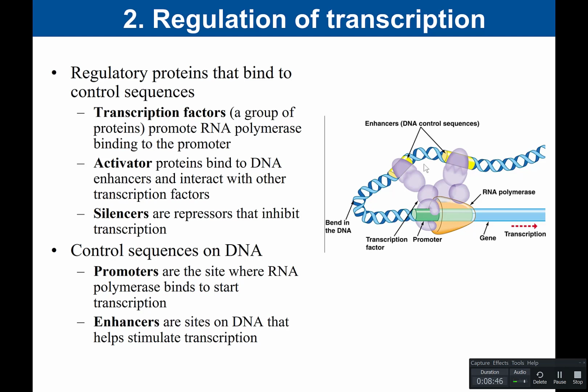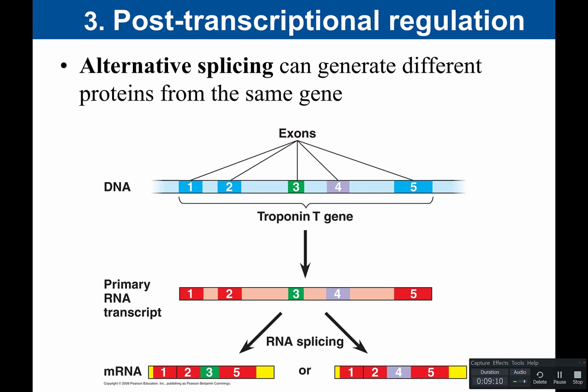And so the sequence of the promoter can dictate how this is regulated. We also have those enhancers. Again, those are the yellow ones. Those are sites on the DNA that help stimulate transcription because activators bind it and help facilitate RNA polymerase to bind to the promoter. So now moving on to post-transcriptional regulation, right?